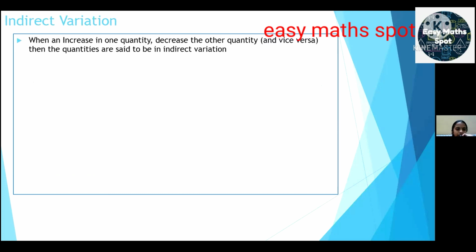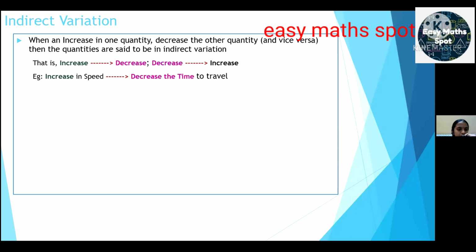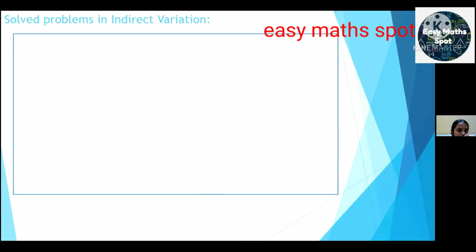When an increase in one quantity decreases the other quantity and vice versa, then the quantities are said to be in indirect variation. That is, if one quantity decreases, then the other quantity increases. If one quantity increases, then the other quantity decreases. Example, increase in speed decreases the time to travel. Now let's see a few examples in indirect variation.